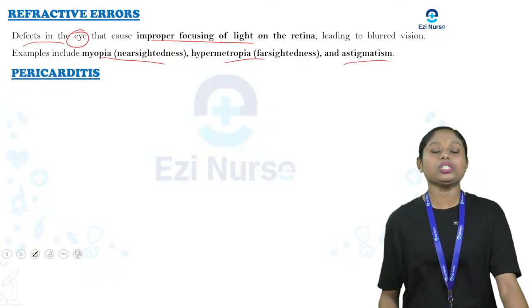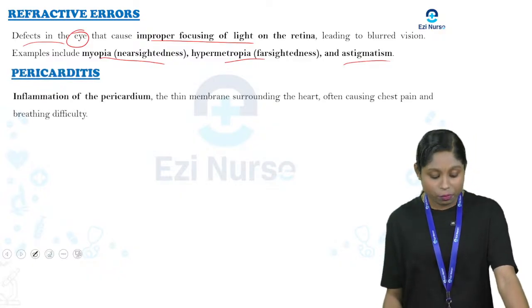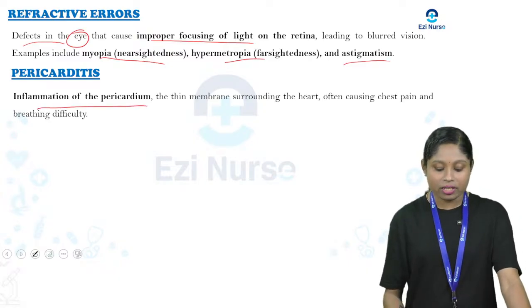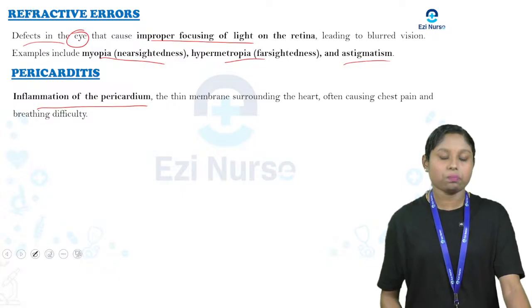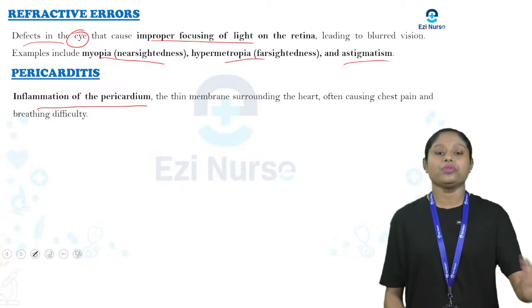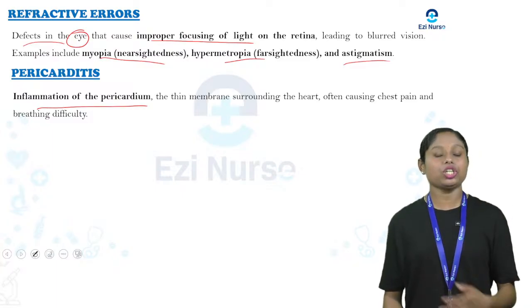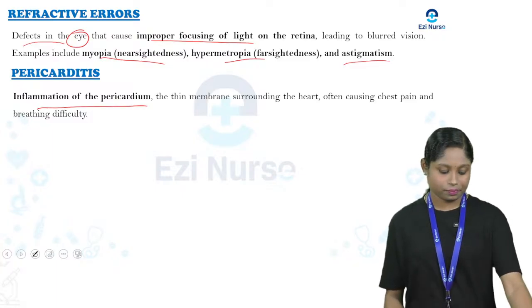Next disease condition is pericarditis. What is pericarditis? It's the inflammation of the pericardium, a thin membrane surrounding the heart, often causing chest pain and breathing difficulty. For these disease conditions, if you want further explanation, you can go through Ezinurse.